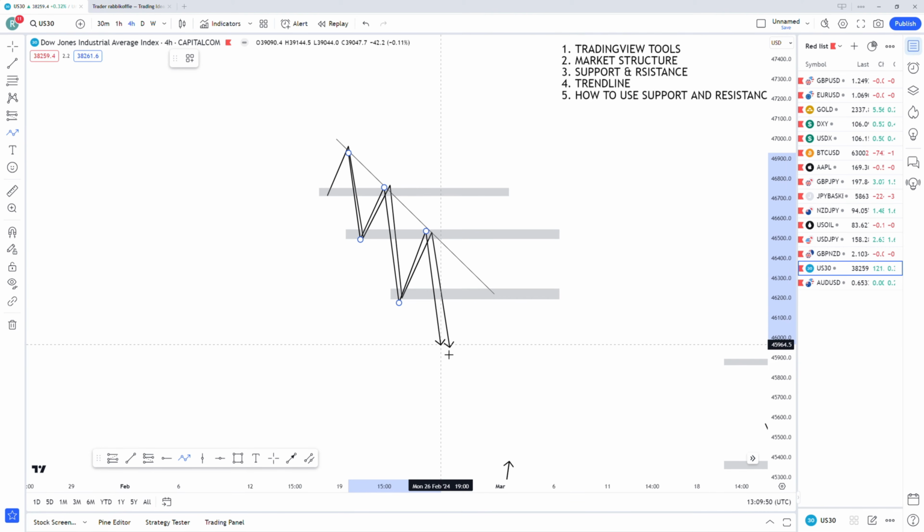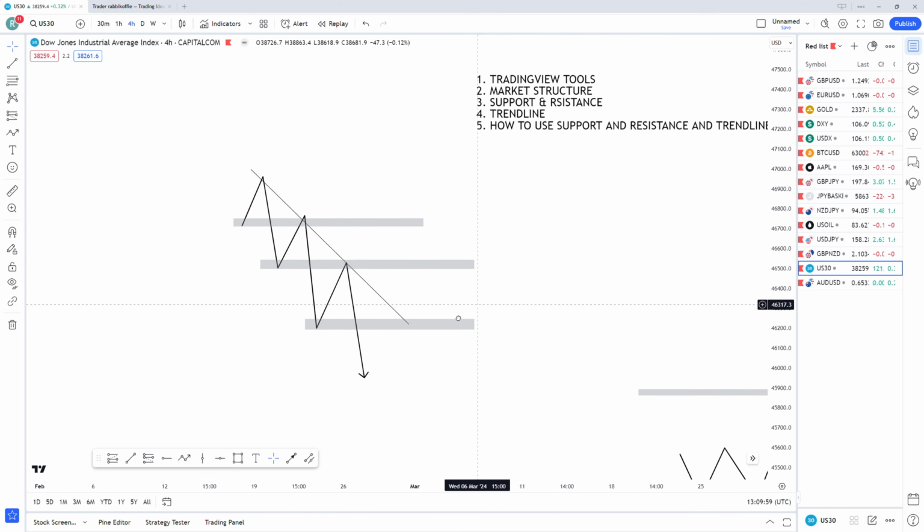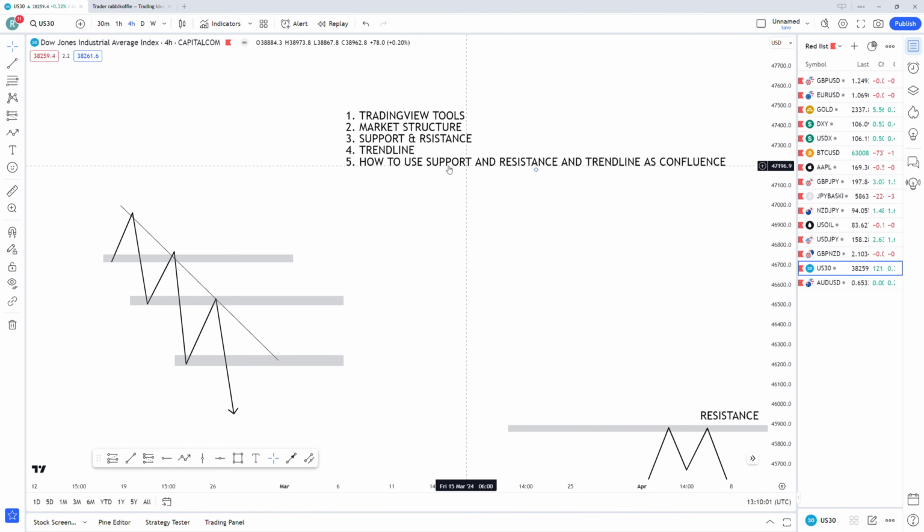It has broken this support. So what do you expect? We expect a retest over here, we get our confirmation, then we sell. That's it. As easy as that, guys. So the next thing we talked about was what?